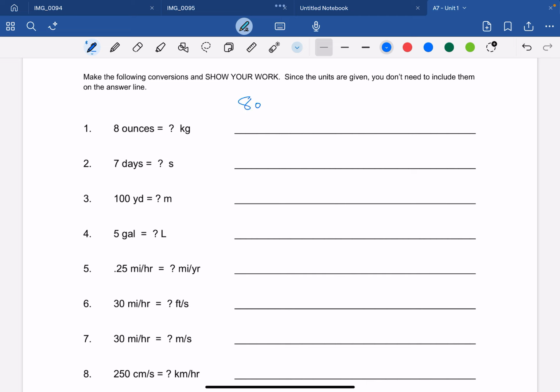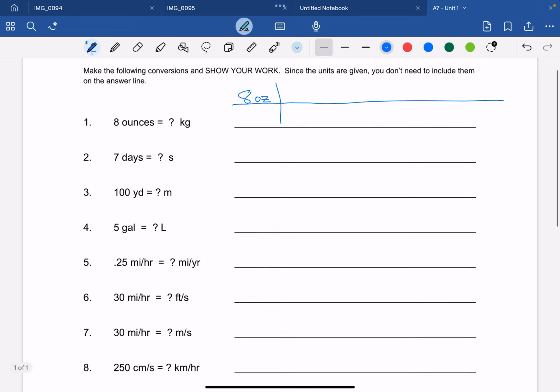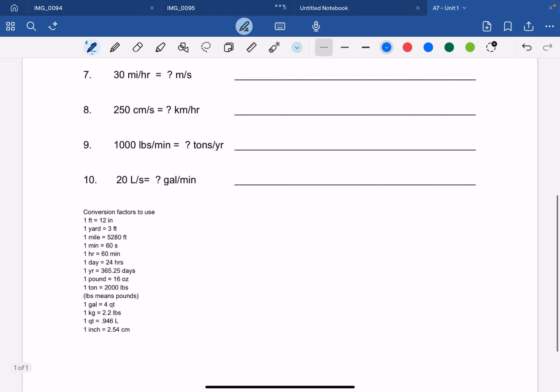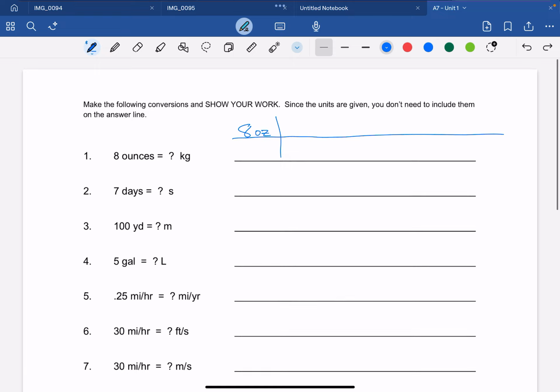Here we go. 8 ounces going to kilograms. All right, so let's start with 8 ounces. I like to draw my line like that. We're going all the way to kilograms, so let's look at our conversion factors down here, see if we see ounces anywhere. So I see 16 ounces is a pound, and pounds and kilograms there. Tons and pounds, we're not really going to use that one this time anyway.